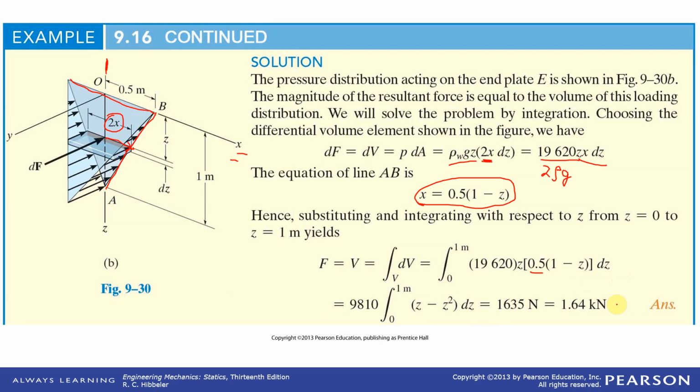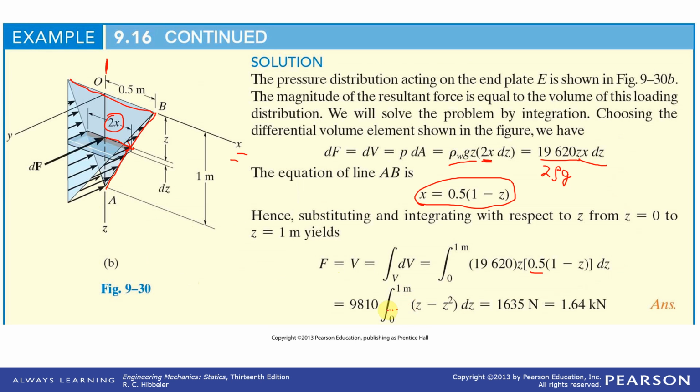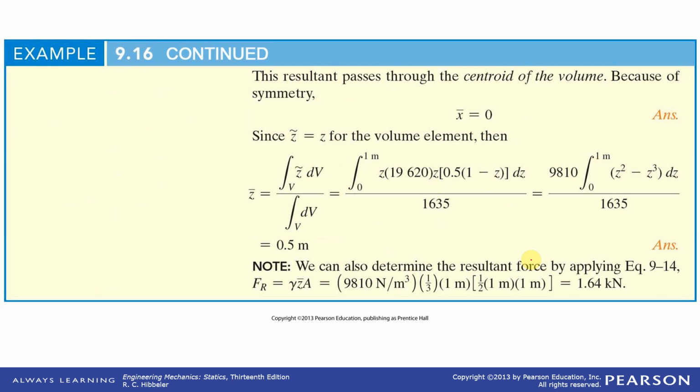1.64 kilonewtons. Z minus Z squared. Let's see. Here's, yeah, Z minus Z squared, 1/2 minus 1/3. Yeah. Okay. I didn't crunch the numbers, but we got this answer earlier. Little different approach, but still the same.